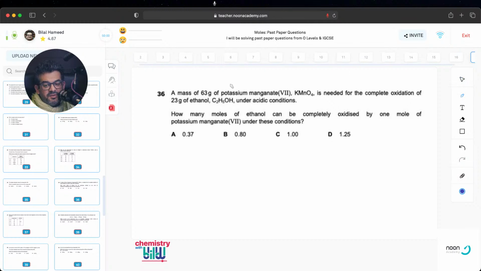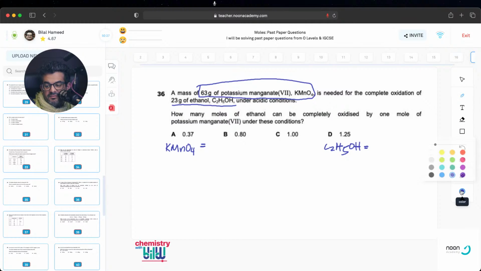So now this question is unique. They're not giving any equation. What they have given you is the quantity of two things: 63 grams of potassium manganate and 23 grams of C2H5OH. So what you should do is, you're given masses of this and C2H5OH. Find the formula mass of both first. And the data booklet will help you do this.